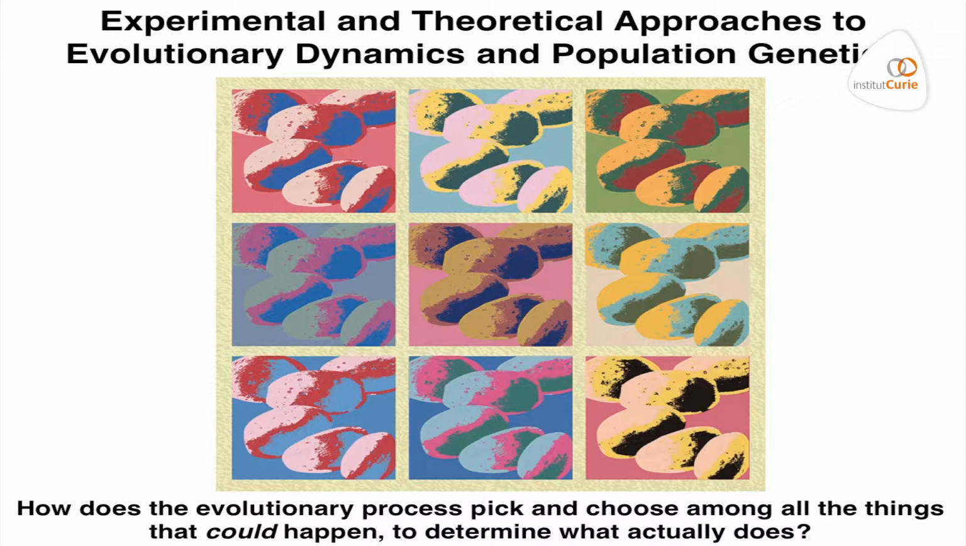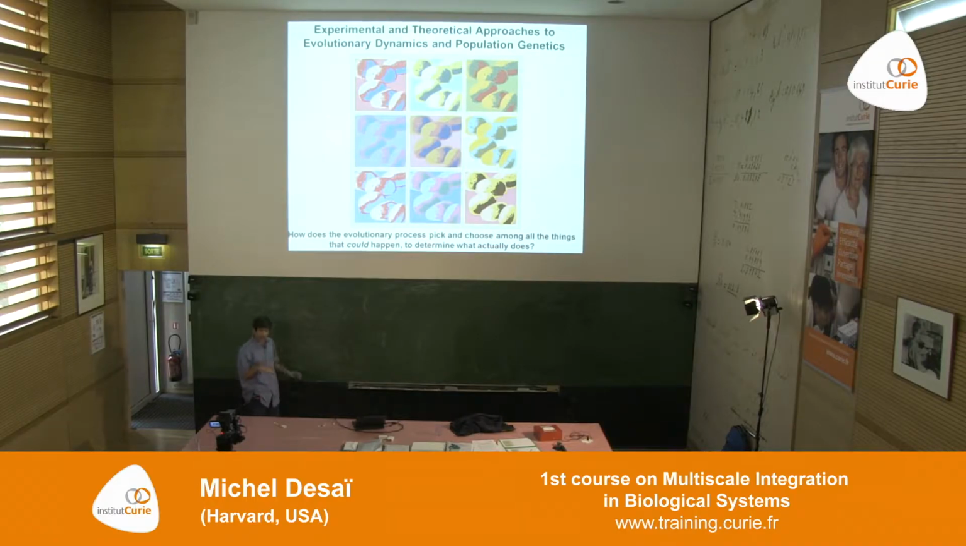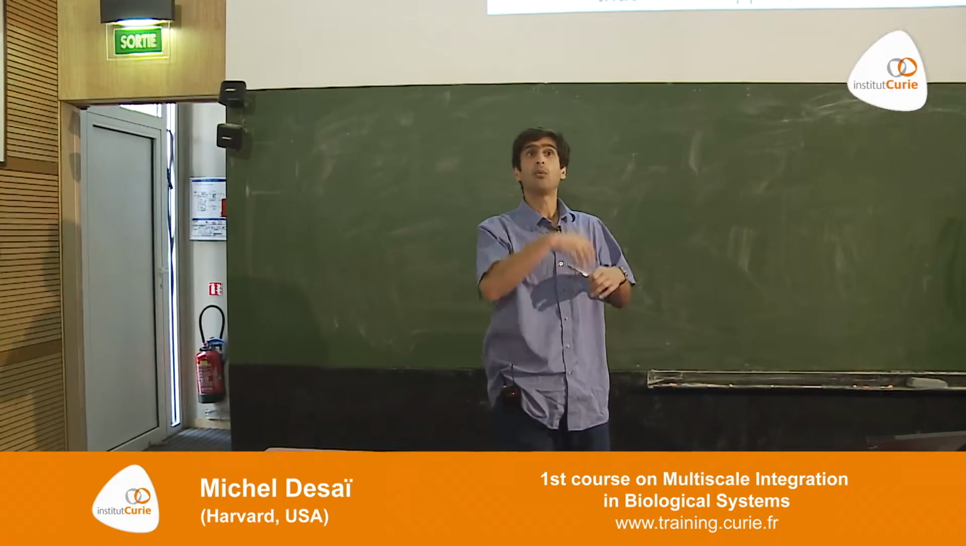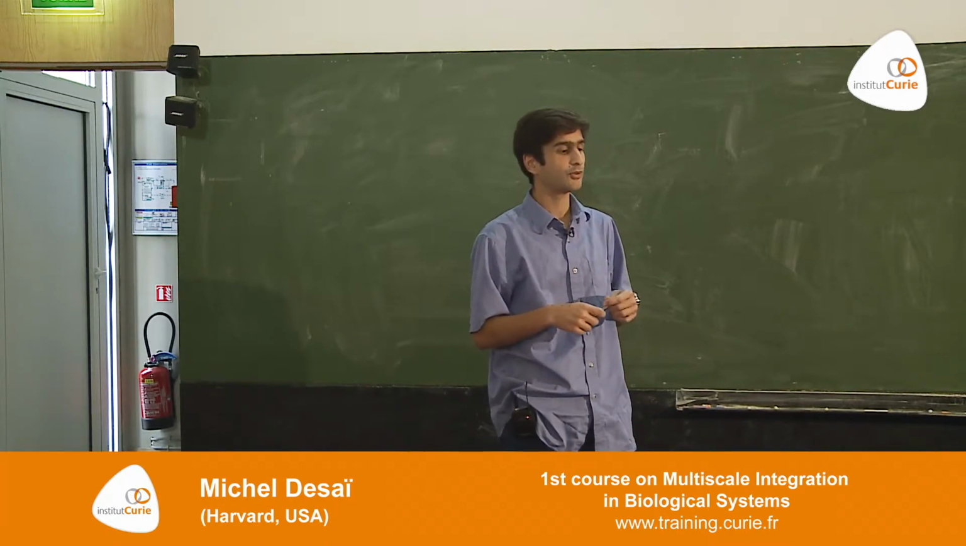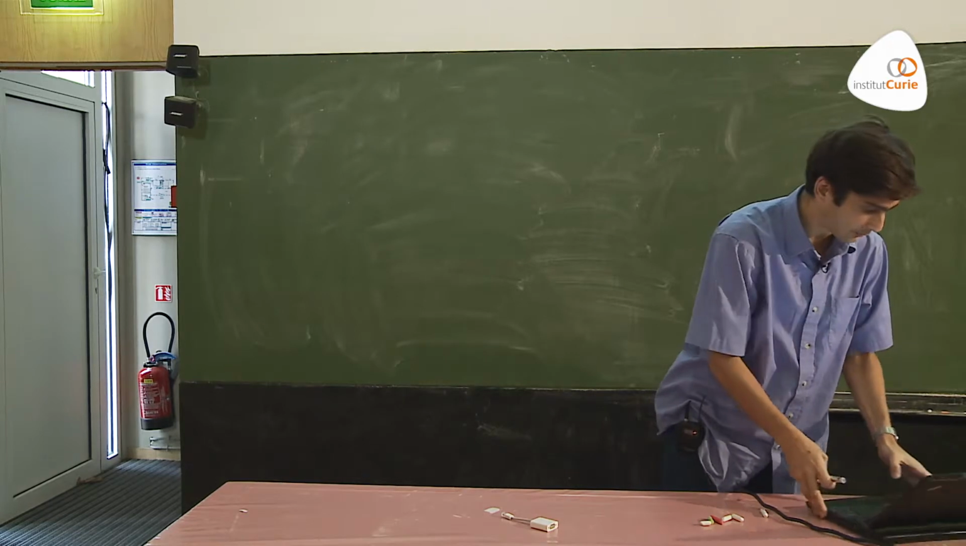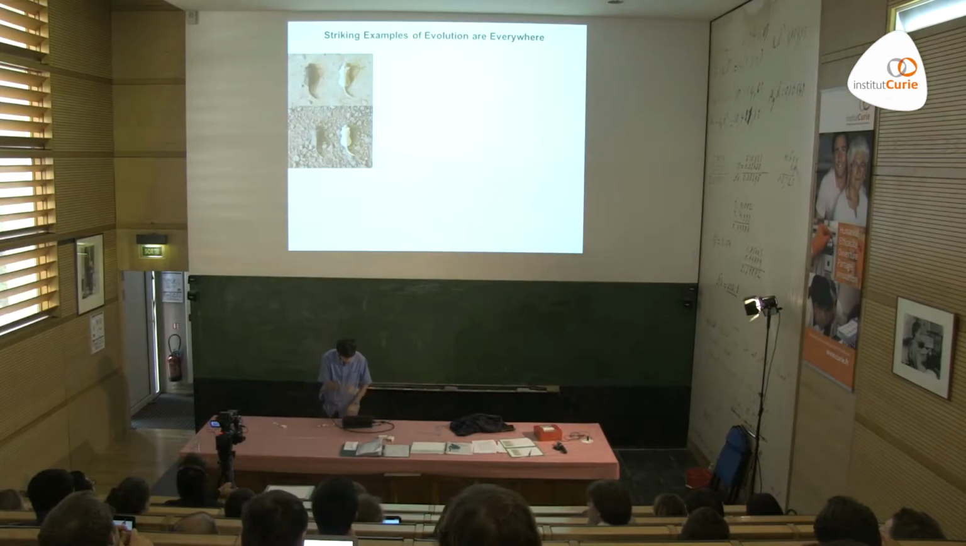So what I'm going to do is talk a bit about both experimental and theoretical approaches to try to understand why natural variation looks the way that it does, and to try to provide a foundation for understanding why genetic variation looks the way it does in nature, and also just how the evolutionary process picks and chooses among all of the stuff that could in principle happen in any given system to determine which mutations actually succeed in populations, how evolutionary change progresses, and why diversity looks the way it does.